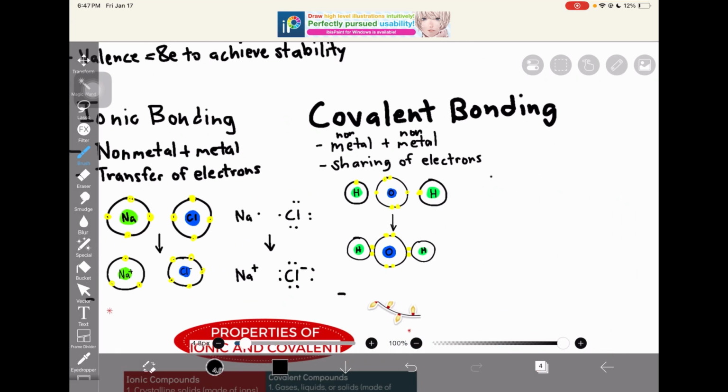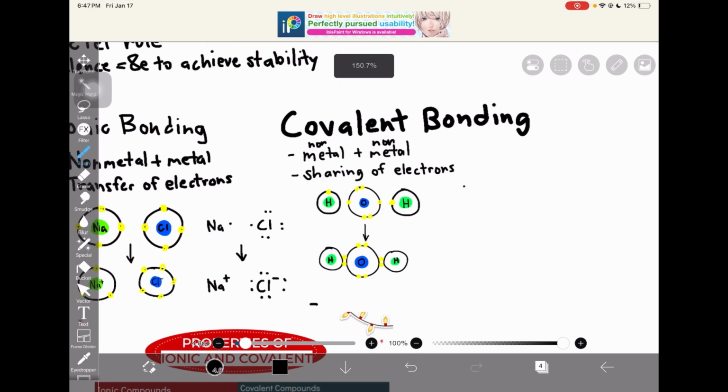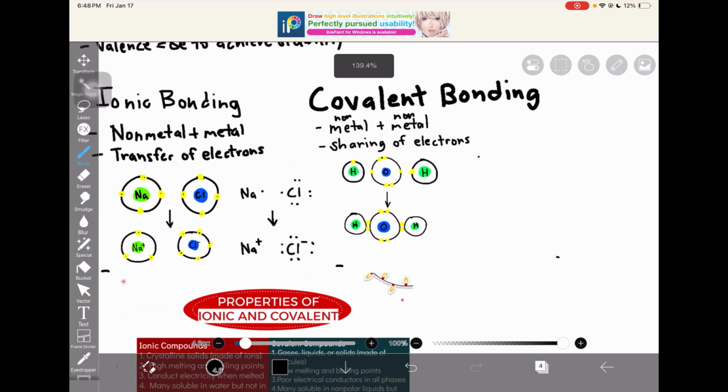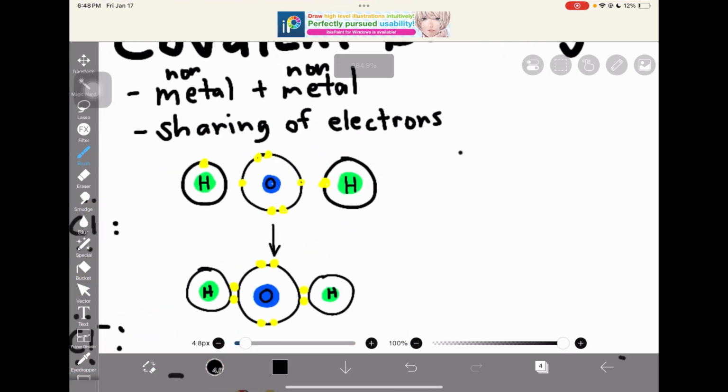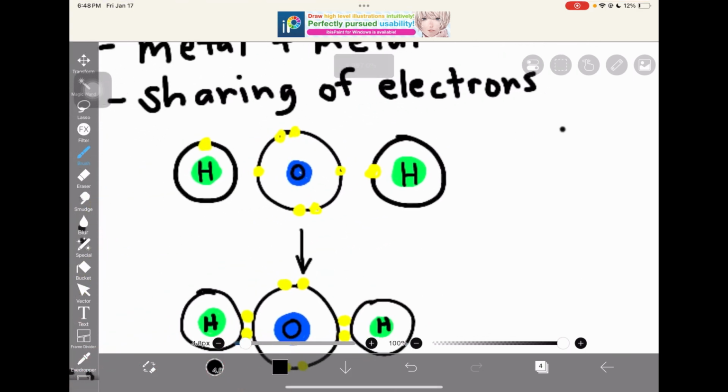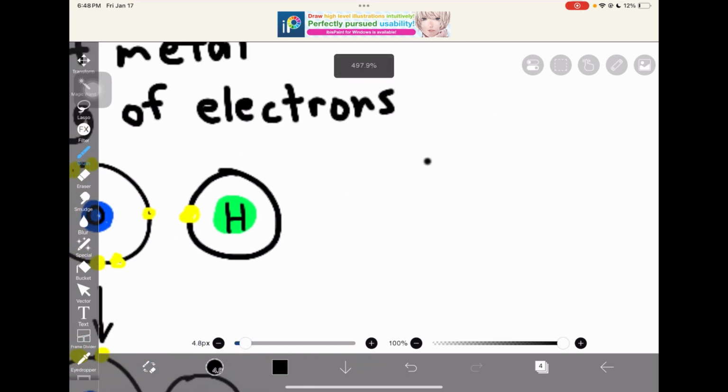Next is covalent bonding. Covalent bonding is the sharing of electrons. This happens when the electronegativity gap between these two elements is not higher than 1.7. I'll show you the table later. Basically, it's made of nonmetals and nonmetals. So let's draw the Lewis dot structure again.